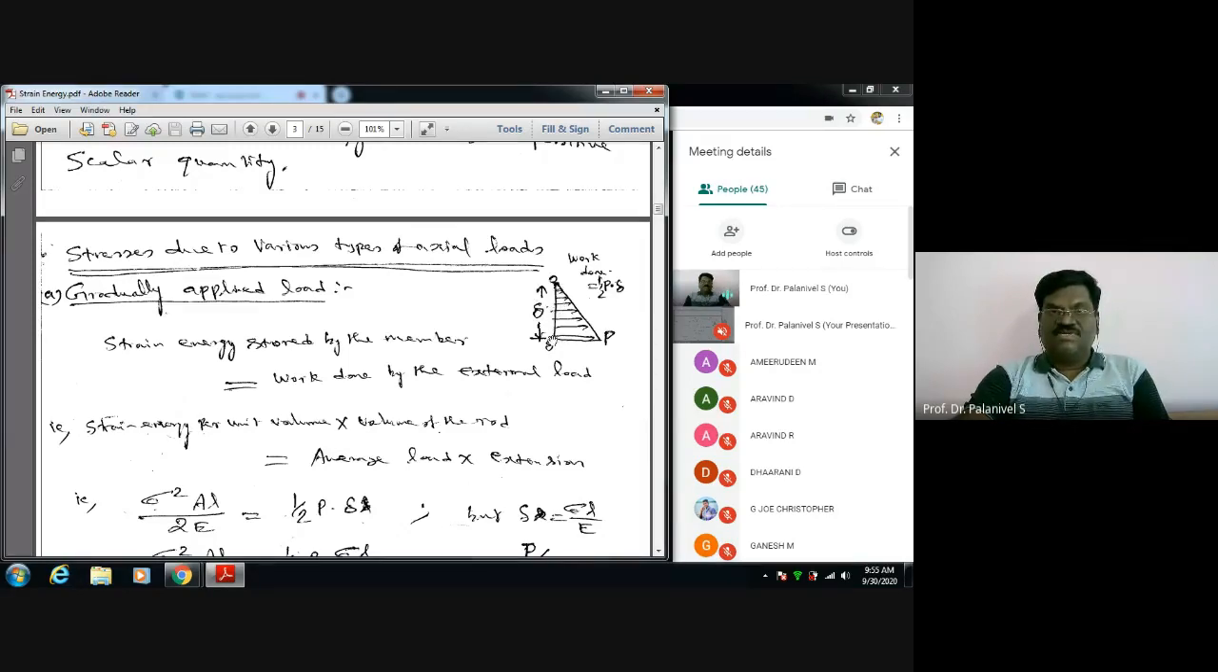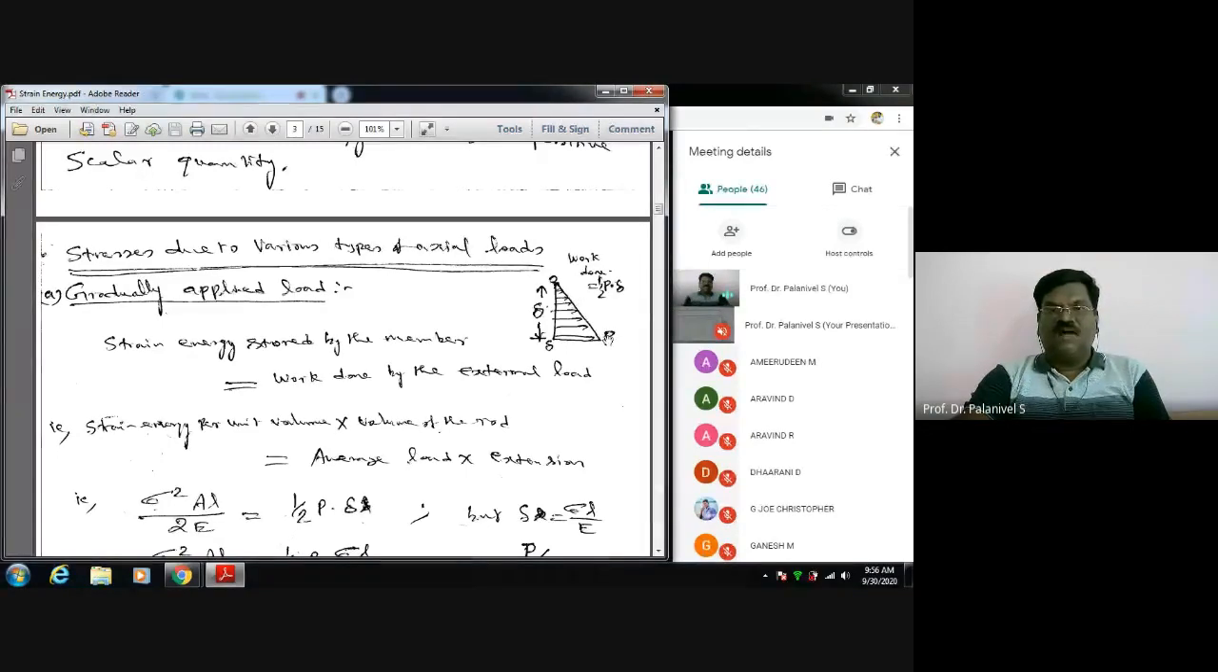During its deformation, see the deformation is very minute, right? For visualization purpose, I have drawn this much. At zero deformation of the bar, the force acting on it is zero. At del deformation of the bar, the force acting on it is capital P. The force is gradually increasing. So work done is equal to what? Half into P del.